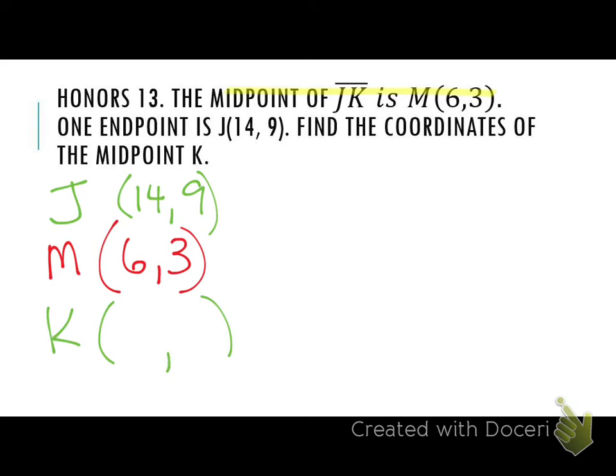So what you can do is figure out the midpoint, the X, is in the middle between the other two X's. So how far apart is 6 from 14? It's 8, right? So to go the other direction, what are we going to do? Subtract 8. So 6 minus 8 is -2. So 6 is 8 away from both of these numbers.